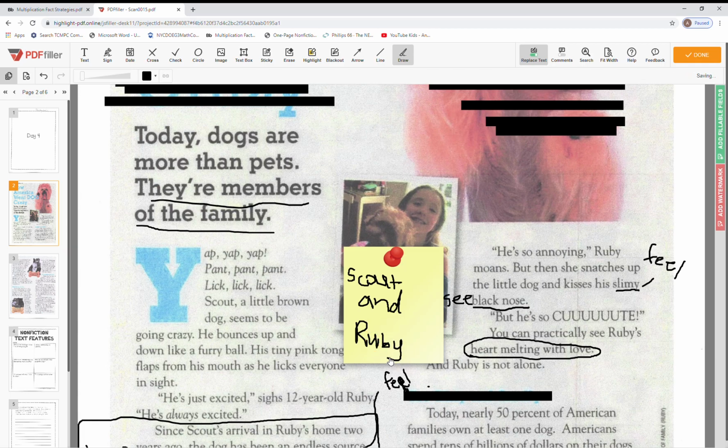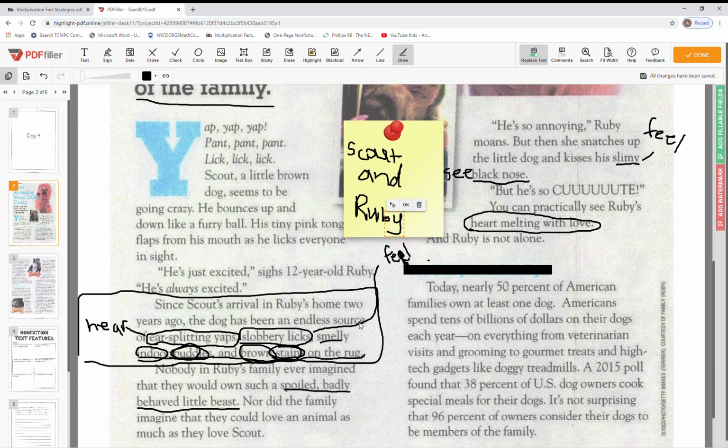It's pretty cool that we were able to figure out by reading who those people are. So when I remove this, you will see yours already says Scout and Ruby.